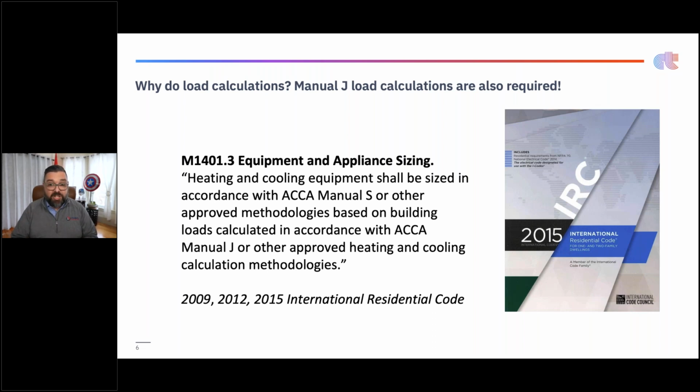It's part of the International Residential Code and the International Energy Conservation Code, and it's been in place as far as my library goes back. Obviously mine's only about 15 years or so, because that's how long I've been teaching this. I'm not a big slide reader, but I'll read this one because it's code: all heating and cooling equipment shall be sized in accordance with ACA Manual S, remember that's equipment selection, or other approved methodologies based on building loads calculated in accordance with ACA Manual J or other approved heating and cooling methodologies.